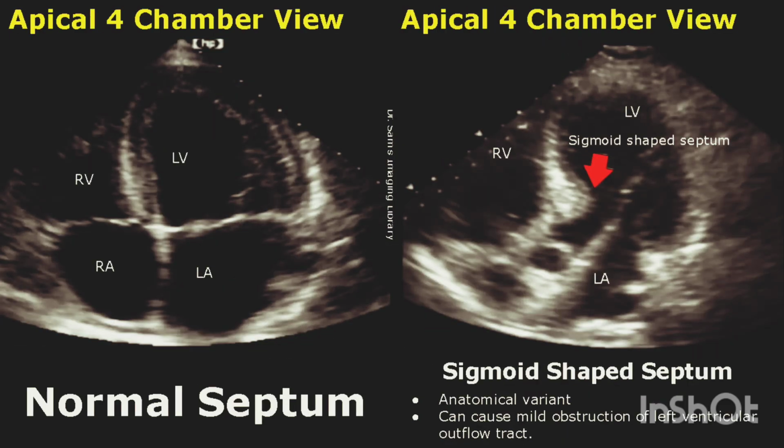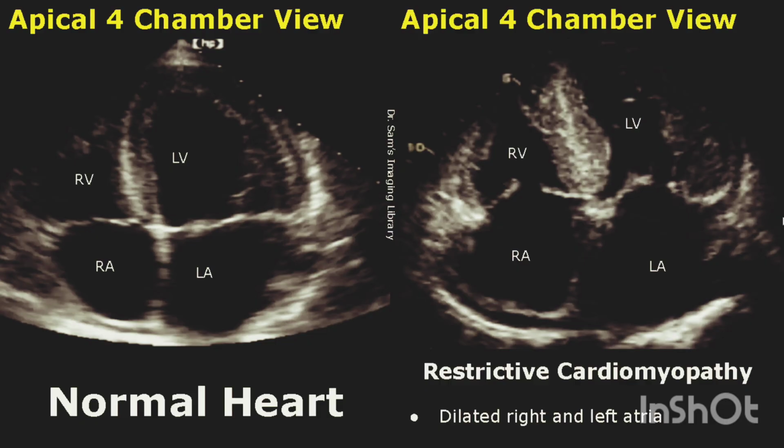A sigmoid-shaped septum is an anatomical variant in some individuals. There is some thickening of the septum over here. It can cause mild obstruction of left ventricular outflow tract. Cardiomyopathy refers to heart muscle disease. Restrictive cardiomyopathy is a rare type. In this type, the right atrium and the left atrium are dilated.